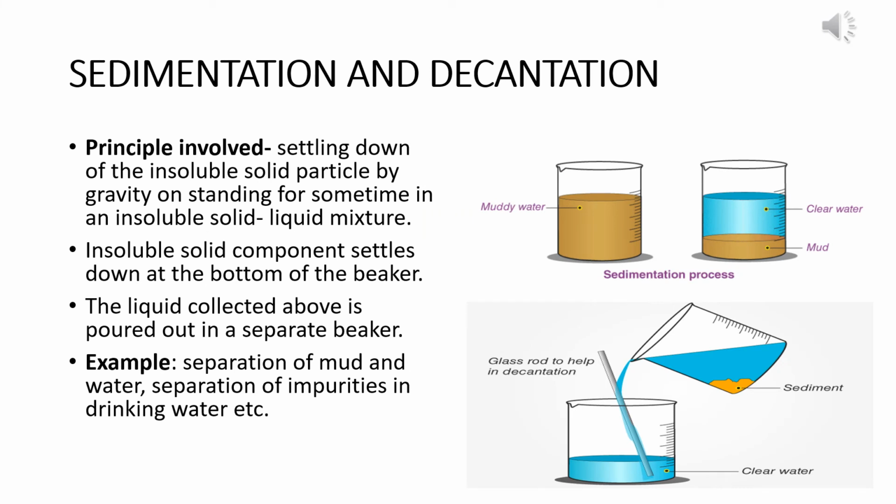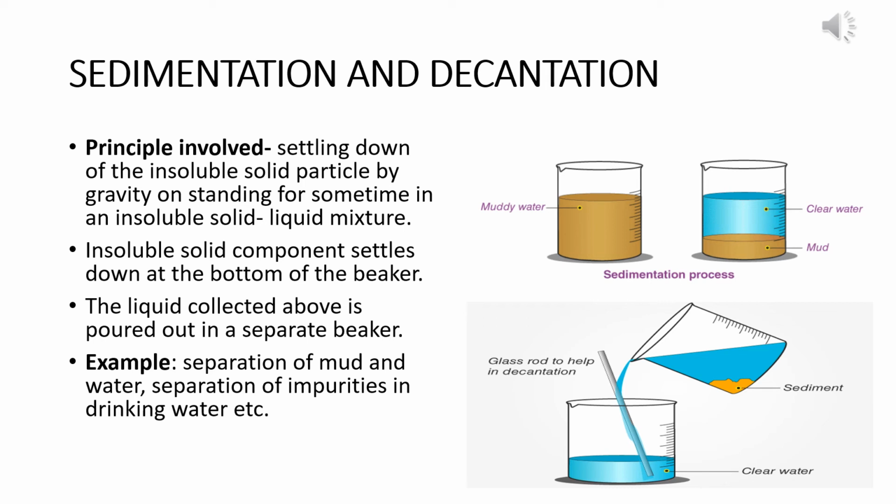The second method of separating a solid-liquid mixture is called sedimentation and decantation. Here two principles are involved. First, sedimentation means the settling down of the insoluble solid particles by the work of gravity on standing for some time in an insoluble liquid mixture, and then the clear water or any other liquid that is collected on the upper side will be collected by pouring it into another container.